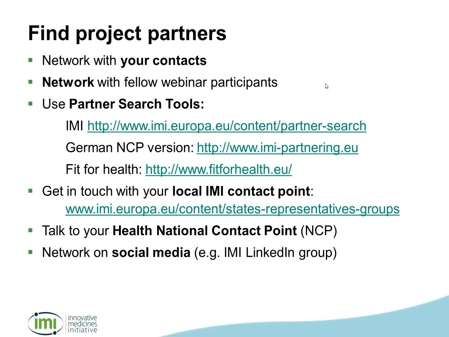The IMI has what we call a state representative group, and these are representatives of each member state, and their role is to help applicants to have a successful application. So please contact them and say you're interested in applying for this topic, and they may be able to help you with advice or to put you in touch with other interested parties. Horizon 2020 has a similar network called the Health National Contact Points, and they have a similar role, and quite often they're the same person, but maybe you can contact them as well. And finally, use your social media. You can use our social media. We've got our LinkedIn group. Just network as much as possible.